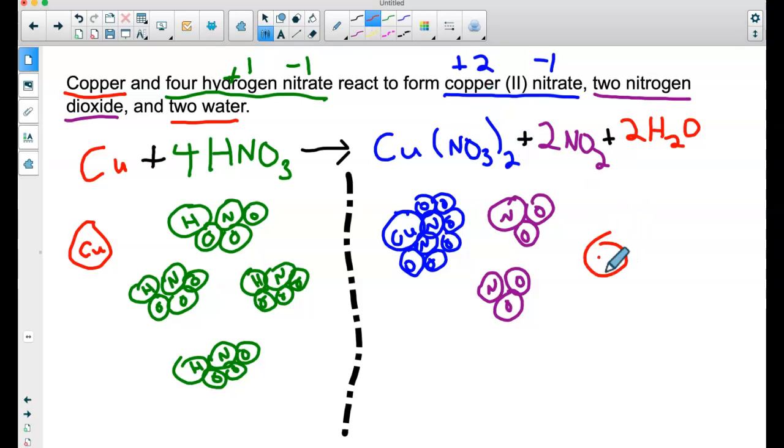And then I've got my H2O. And I've got a 2 coefficient, so I'm going to draw that again. So there you have it. I've got this single chemical reaction represented in 3 different ways, with words, with an equation, and with a particle diagram.